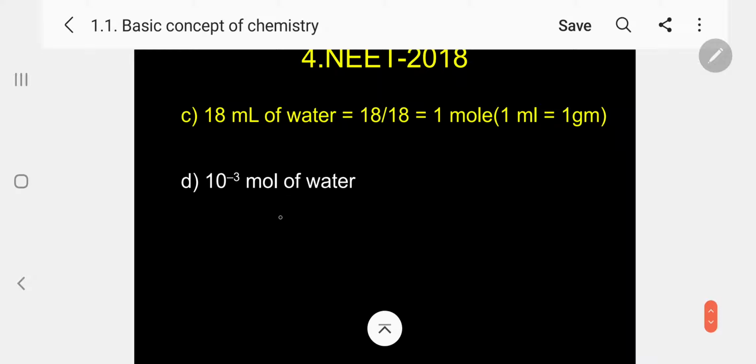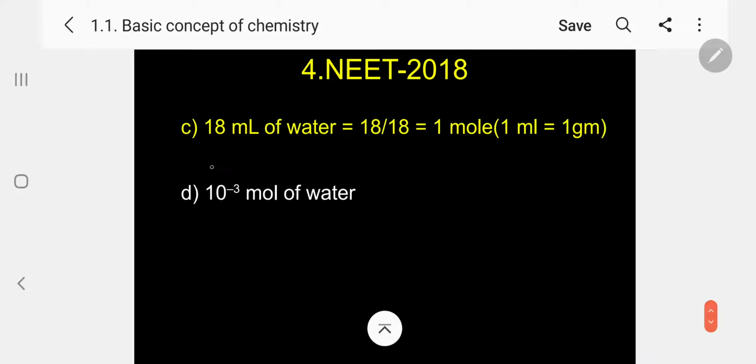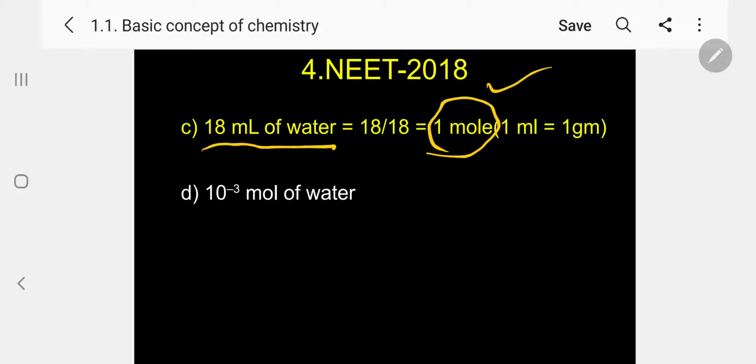And third case, kindly follow, directly it is given as 18 ml of water. At NTP, 1 ml equals 1 gram, so 18 ml equals 18 grams. So 18 by 18 is nothing but 1 mole. Please follow. I am giving in yellow color 1 mole. And D is already given in the form of mole, 10 to the power of minus 3. So among the four, which is the highest? 1 mole is the highest.